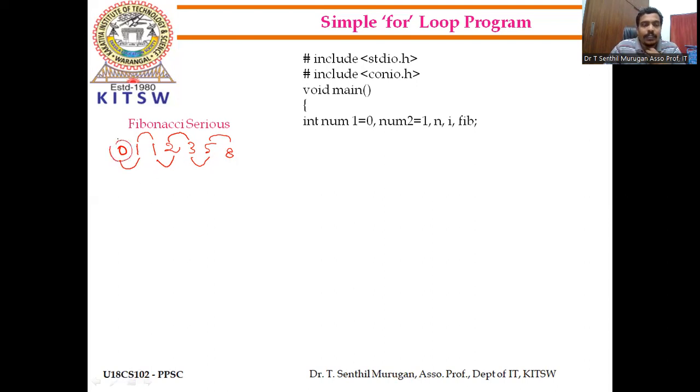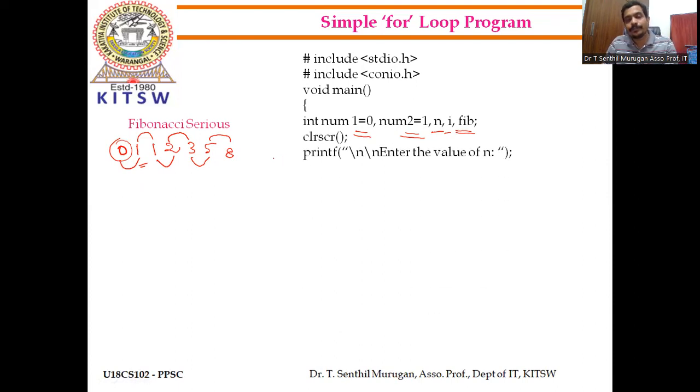The first value, number 1, is 0. I declare that. Number 2 is 1. So declare that. Then we need some more variables. In the Fibonacci series, we have to print n values, and i can be used as a variable. Enter the value of n. That means how many values you want in the Fibonacci series. That we will take as n values.